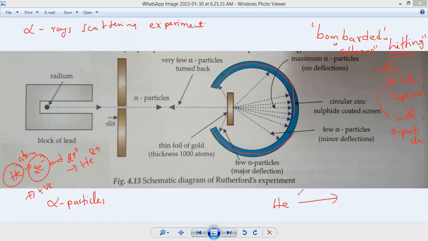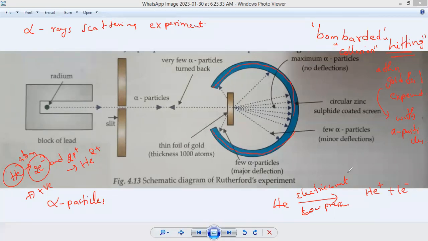Helium, if I pass electric current at low pressure, what will happen, guys? It will turn into whom? Electric current at low pressure. Check your notebooks and tell me. It will turn into what? He plus 1e minus. Is it yes or no? All of you? Yes, please. Nobody is answering. You have written it or verified it.